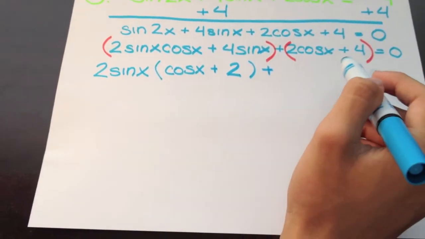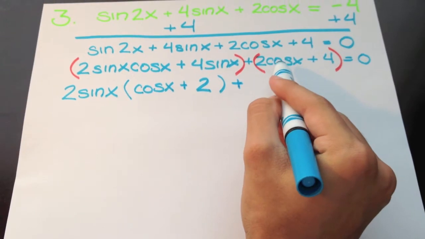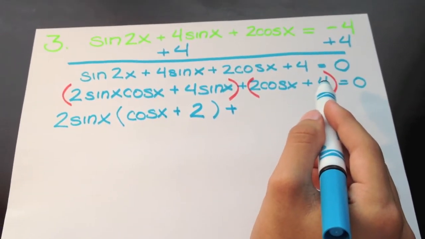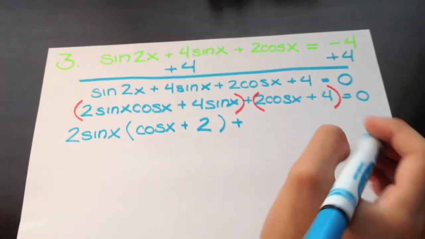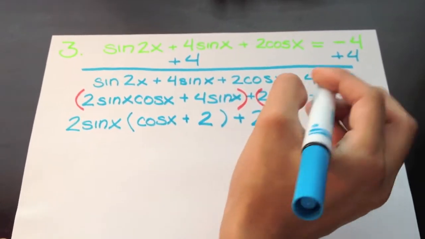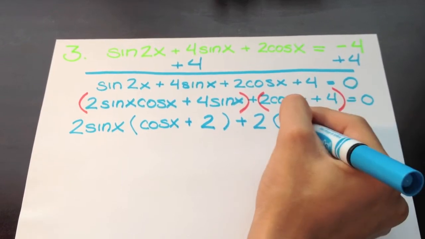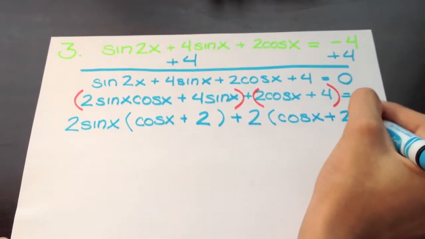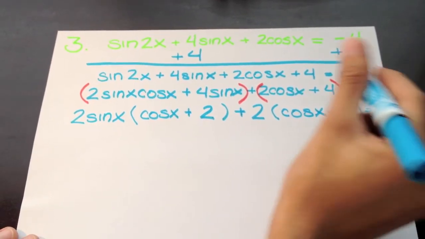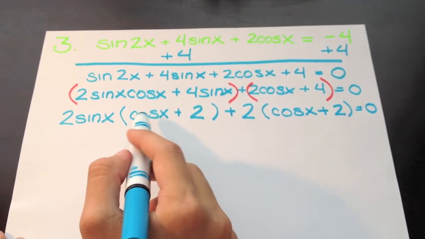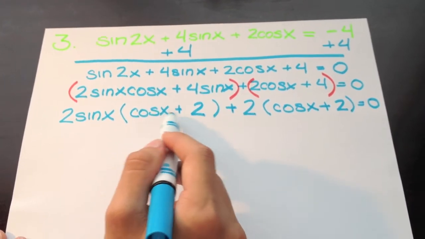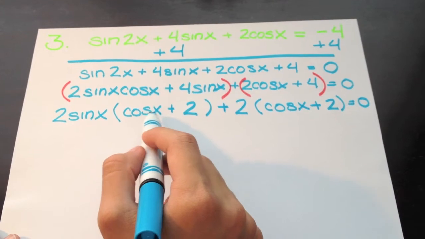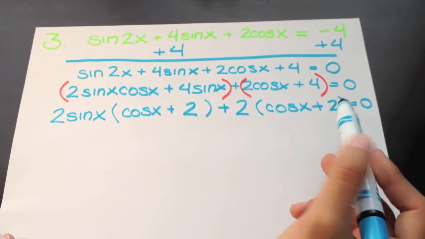Now, for the third and fourth term, I'm going to take out a 2. And that's going to leave us with cos of x plus 2 equal to 0. You want to have both things inside the parentheses equal to each other. So cos of x plus 2 equals cos of x plus 2.